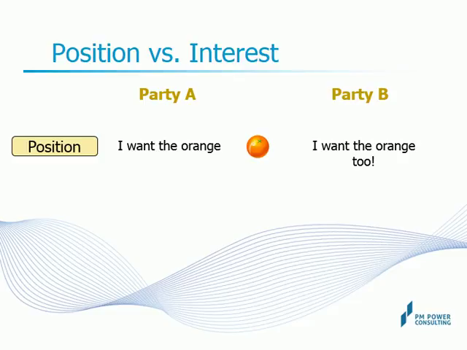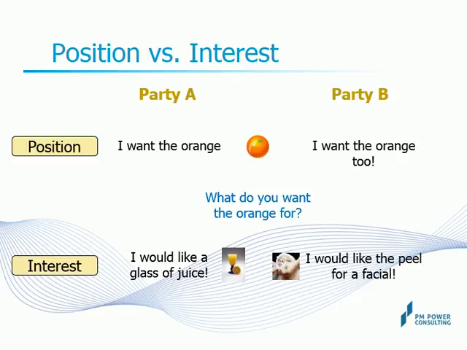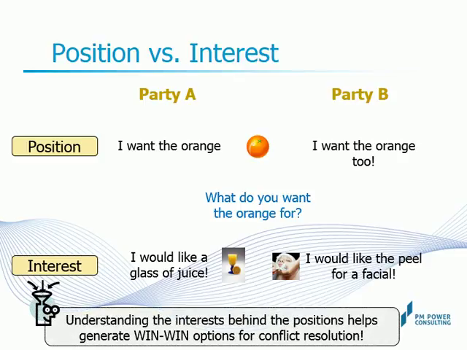However, let us identify what interest made them take their positions. We ask a question. What do you want the orange for? Party A would like a glass of orange juice, and Party B would like a facial using the orange peel. Now, doesn't that resolve the conflict in a mutually satisfactory manner? So what's the message? Understanding the interest that led to the position can often help resolve a conflict.